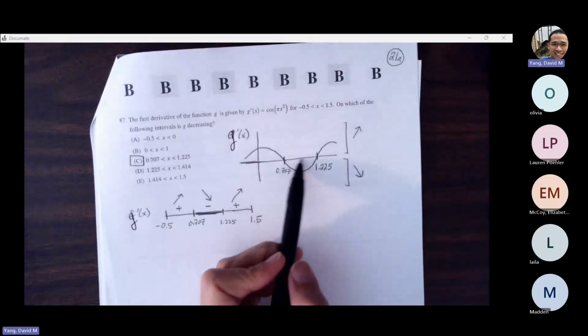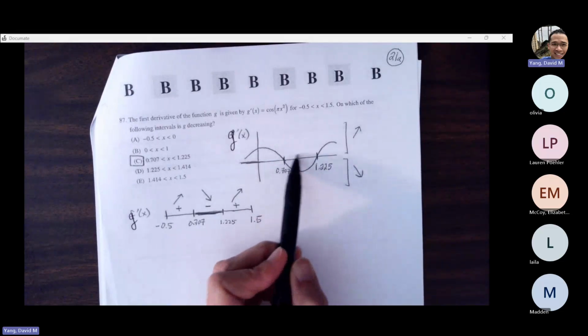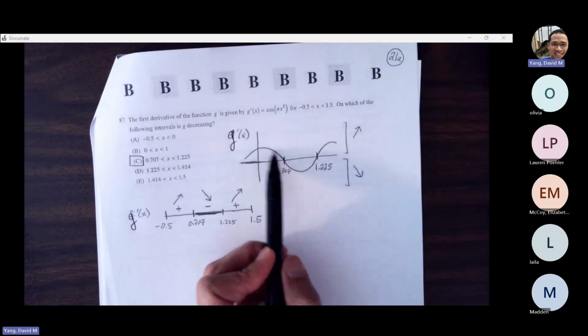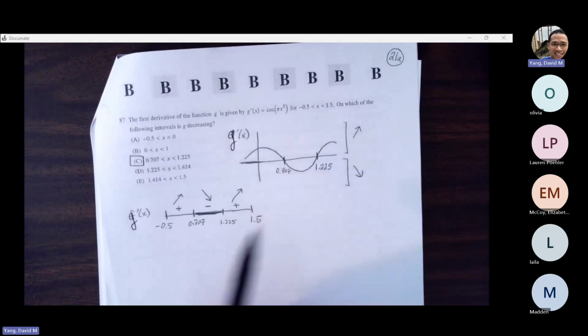We're looking for regions below the x-axis. So wherever the G prime graph is below the x-axis, that's where my original G graph is going to be experiencing negative slope. So we graph it. We find x-intercepts by doing second trace zero, and we get 0.7 and 1.2.